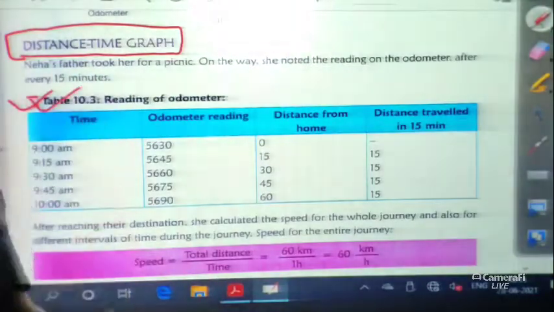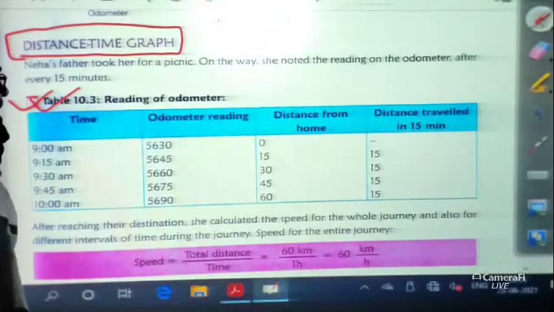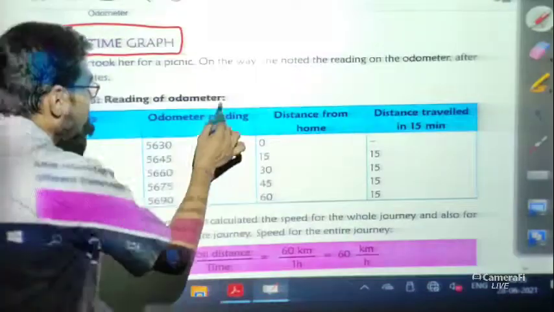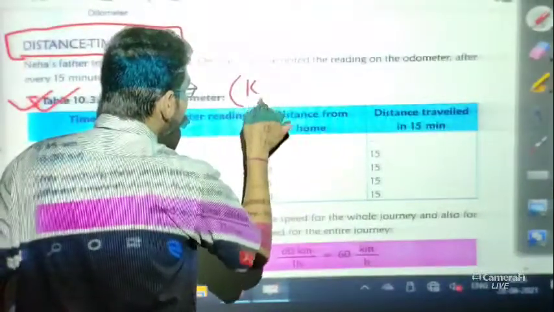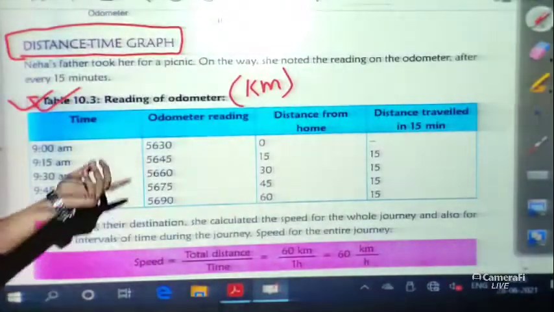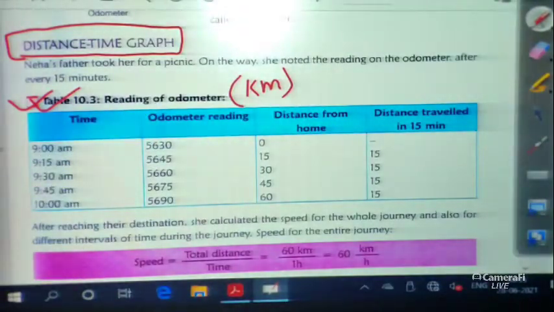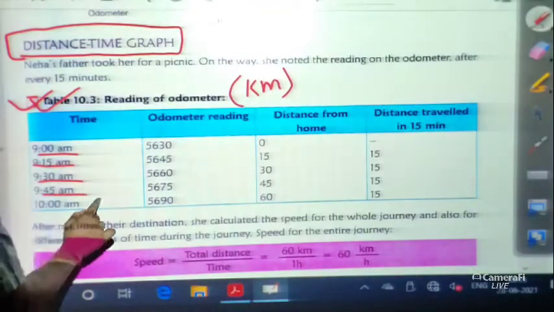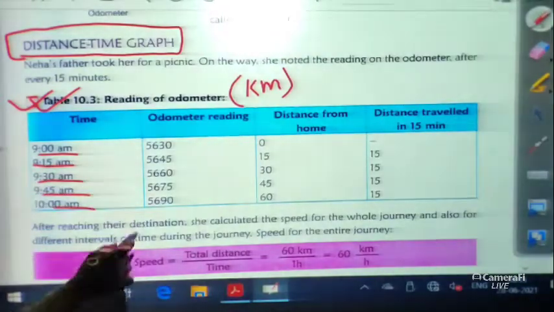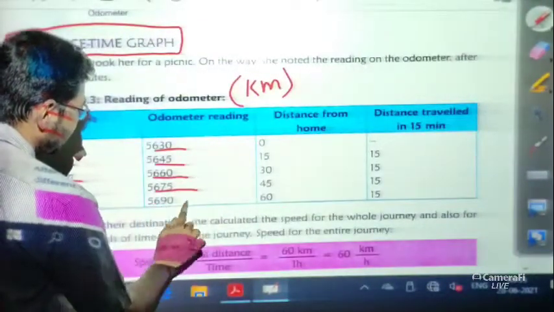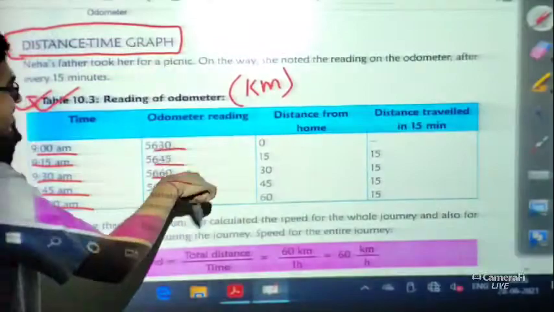In table 10.3 some readings are there from an odometer. An odometer only measures the distance in kilometer, so I am writing here km, which represents kilometer. Time is there from 9 am, 9:15, 9:30, 9:45, 10. The odometer readings are 5630, 5645, 5660, 5675. These are the readings.